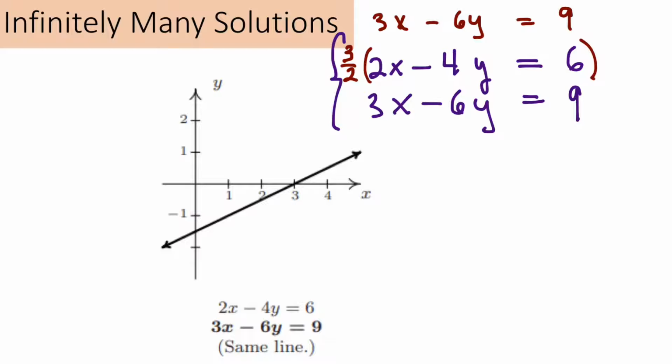Sometimes you'll see the graph showing that there's another line underneath, so they might be in two different colors or drawn like that. So when you have infinitely many solutions, we're going to find out how to determine this algebraically. That means you actually have the same line.